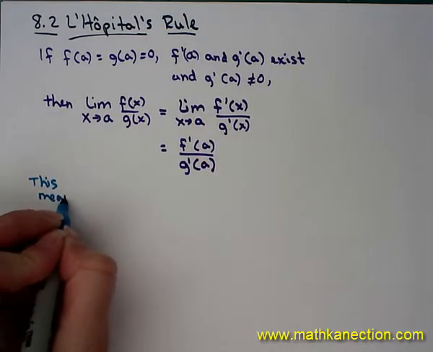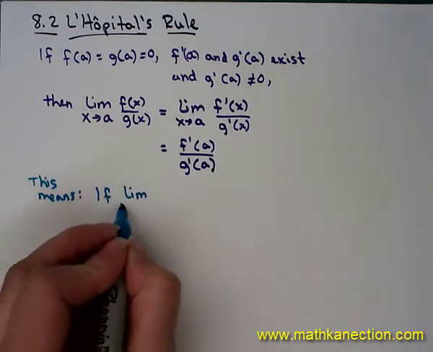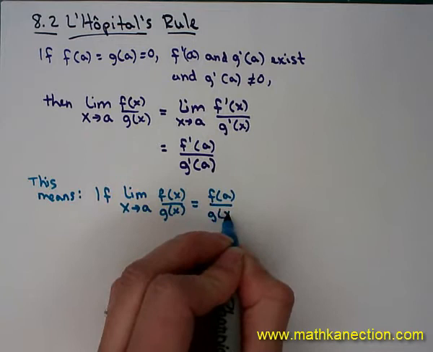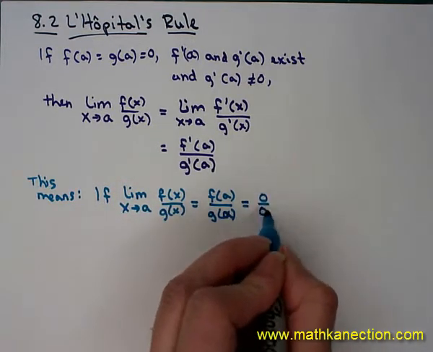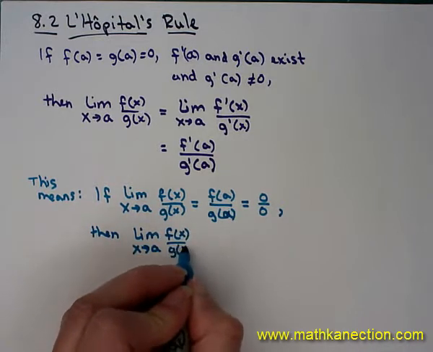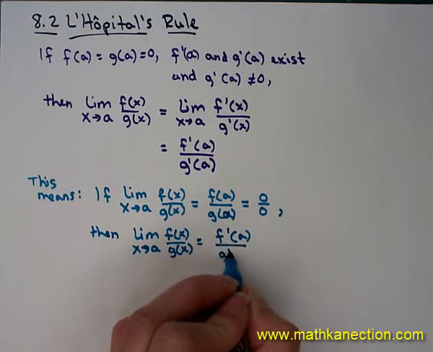So what this means is that if the limit as x approaches a of f of x over g of x is equal to f of a over g of a, which makes 0 over 0, then you can take the limit as x approaches a of the derivative of f over the derivative of g, substituting in a.